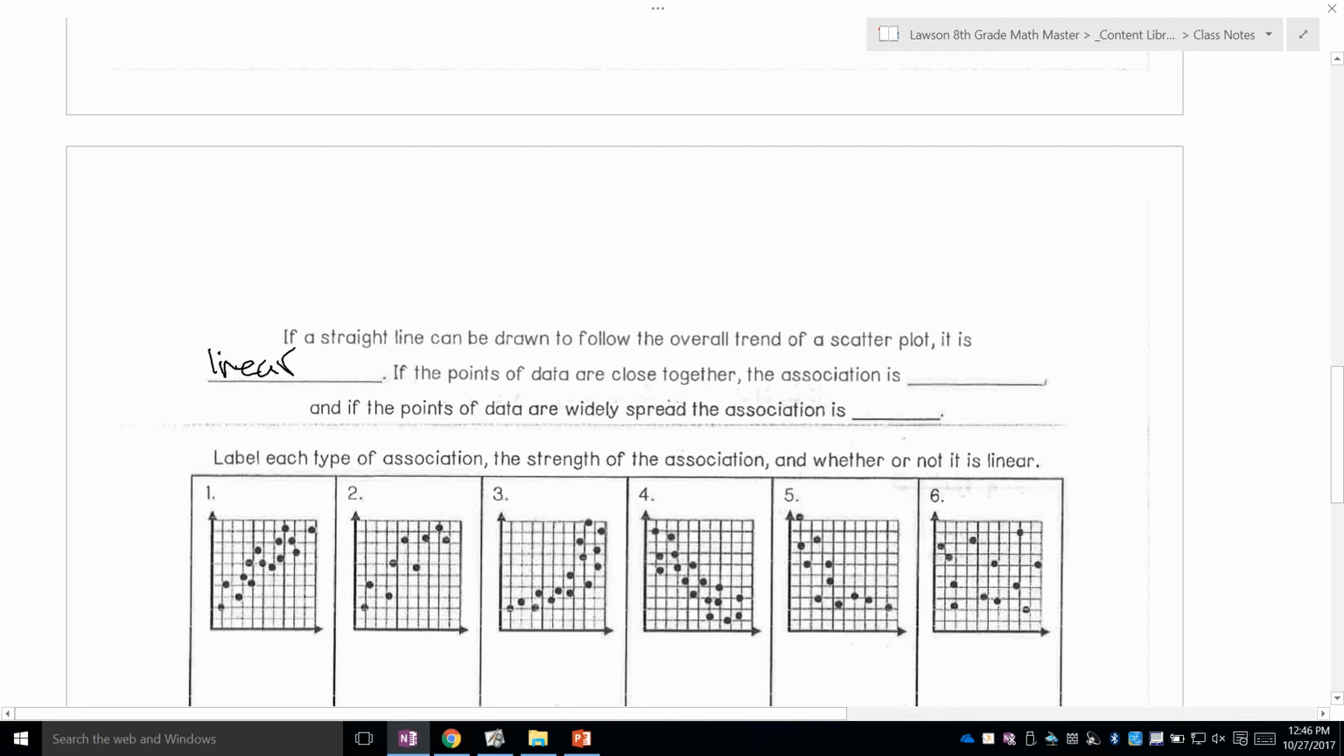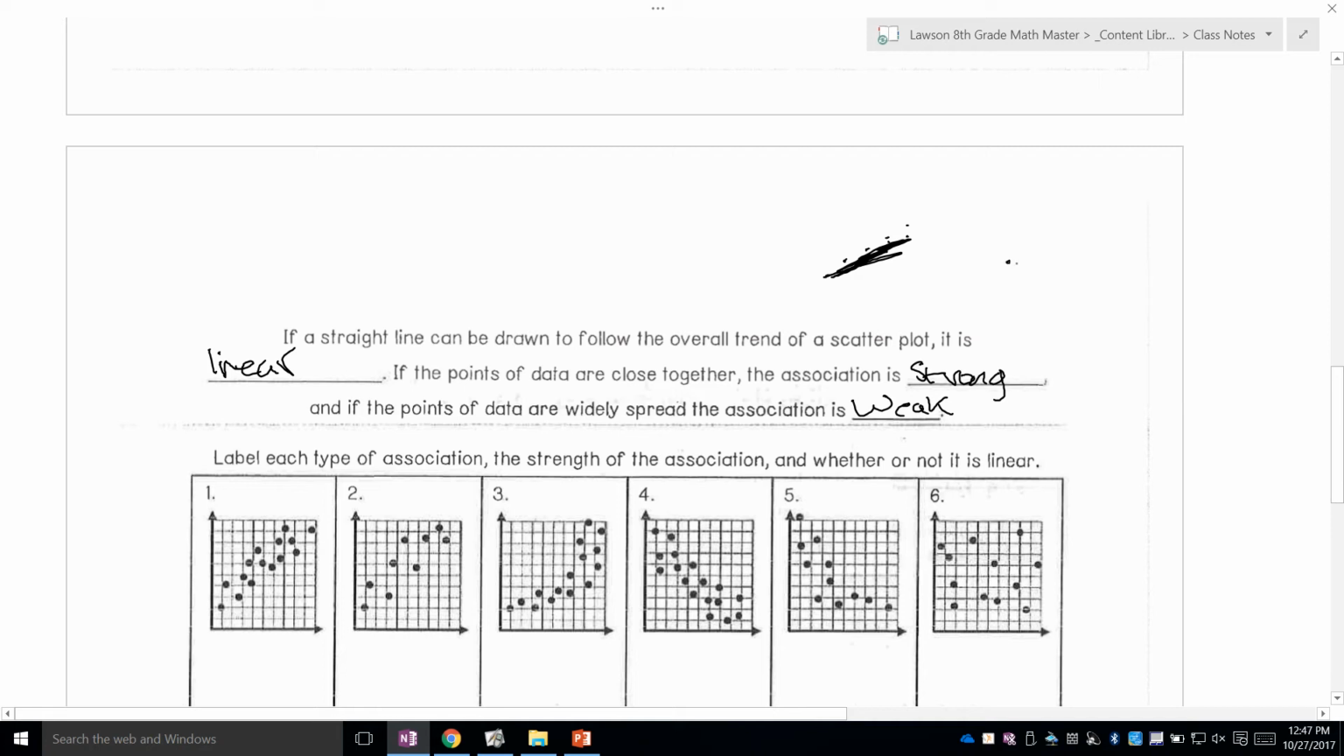Linear. Very good. If the points of data are close together, the association is strong. And if the points of data are widely spread apart, the association is weak. That makes sense, because if the data is really, really close together, and I'm going to put a few dots up here, it's very easy to see that line forming. And it would be a positive trend because it would be moving up from left to right.